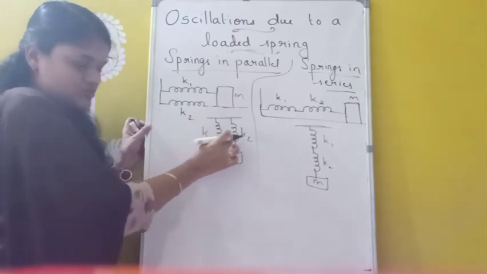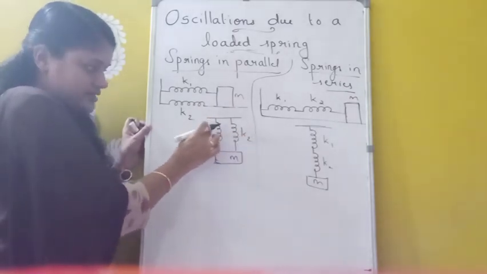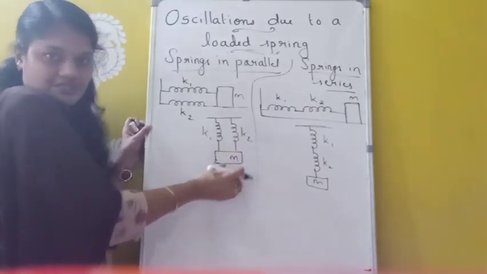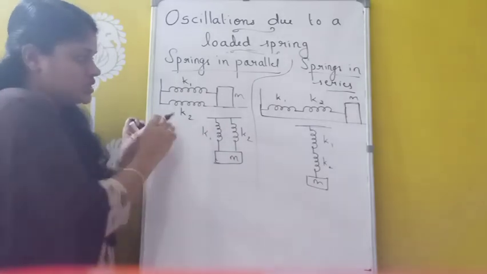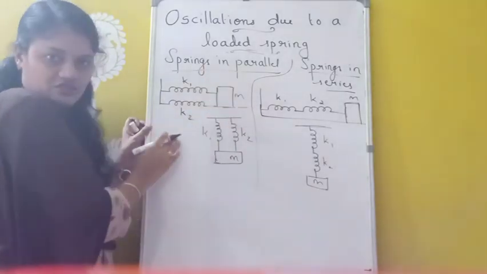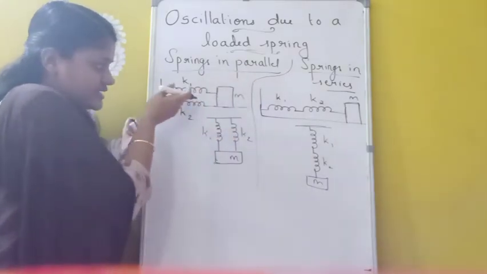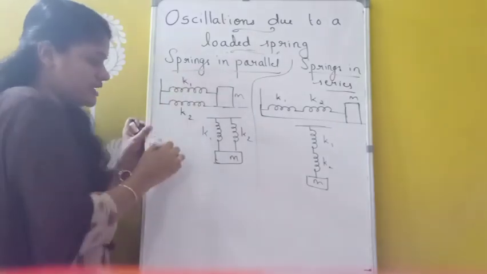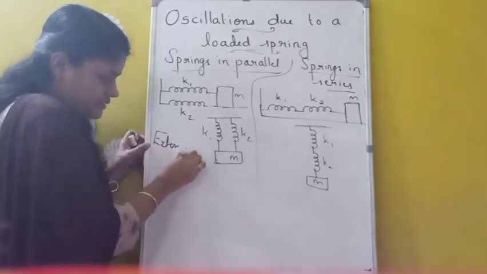Here also two springs are there having spring constants K1 and K2 connected in parallel to a mass M. Whenever we are stretching this mass and releasing, what will happen? It may execute simple harmonic motion. In the case of parallel combination of springs, whenever we are releasing the mass, the extension produced in both the springs is the same. So in the case of parallel combination, the extension will be same.